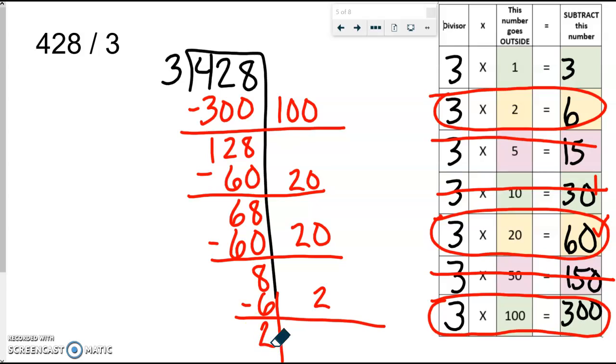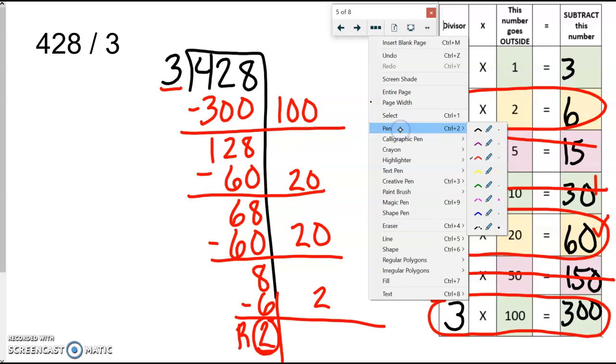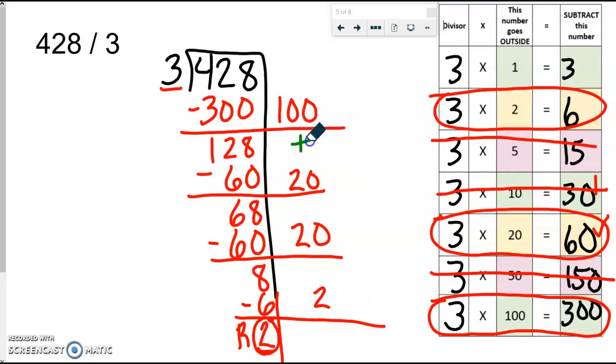So now I see that my divisor is greater than what I have left. So that must mean I have a remainder of 2. Okay? Remember, the way that we're going to finish this problem up is that we are going to add up all of our little numbers on the outside. So 100 plus 20 plus 20 plus 2 gives me 142, and I have a remainder of 2.